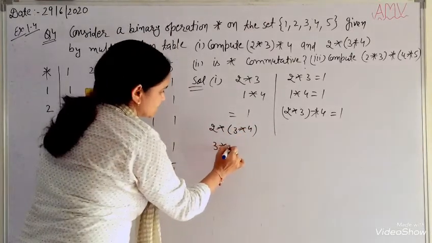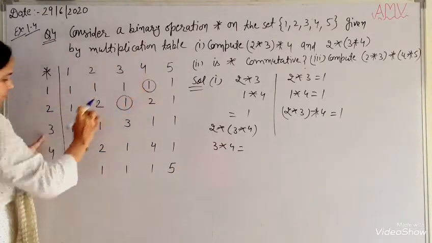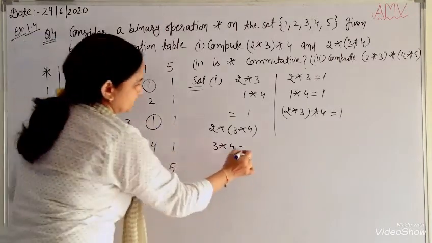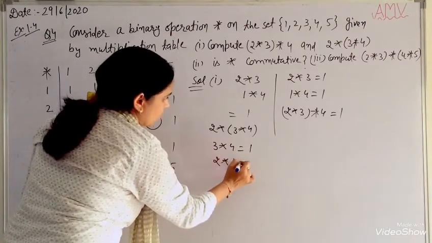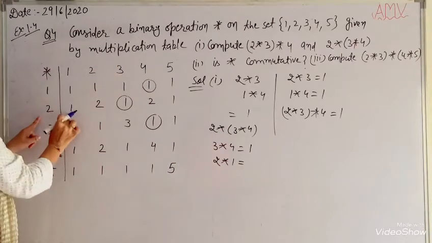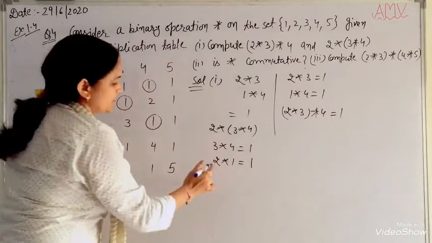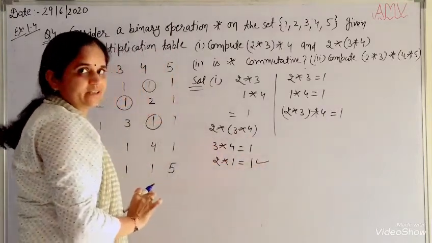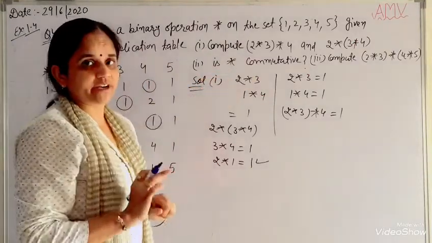First 3 star 4. 3 and 4. So 3 star 4 is also 1. Now 2 star 1. So 2 and 1. 2 star 1 is 1, students. This one, right? 1. So the answer of this is also 1. Clear? The second part is: is star commutative?